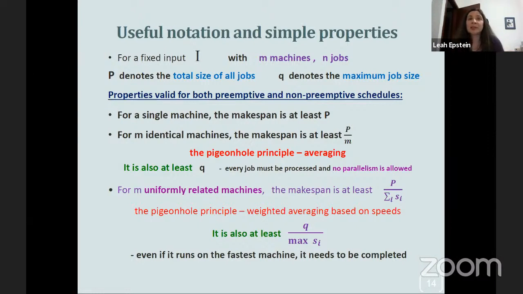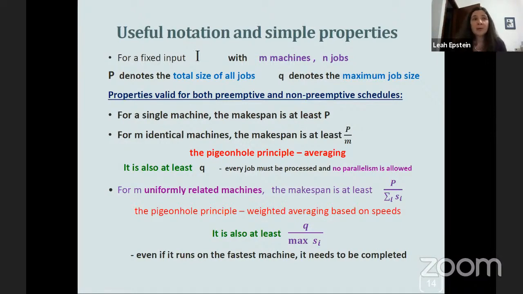So what can we easily say about both preemptive and non-preemptive schedules? Because we cannot parallelize on a single machine, the machine can anyway run just 1 job at a time. The Makespan has to be at least P, the total size of jobs, for 1 machine. In the next bullet, if there are M identical machines, once again, pigeonhole principle, the Makespan is at least the total size divided by the number of machines, but also at least the largest job.